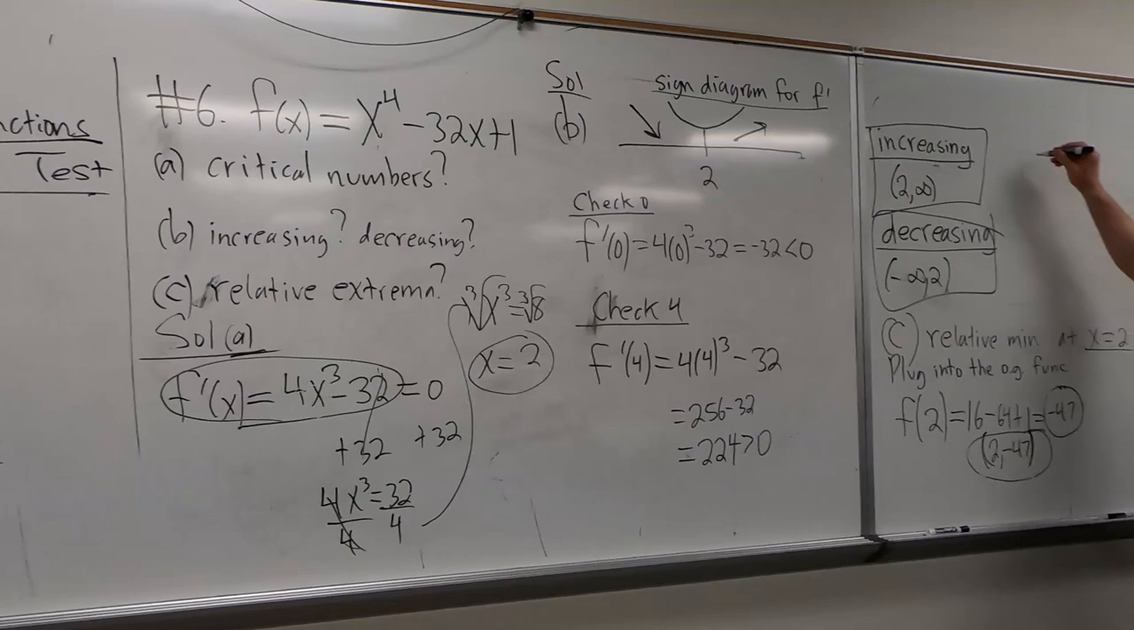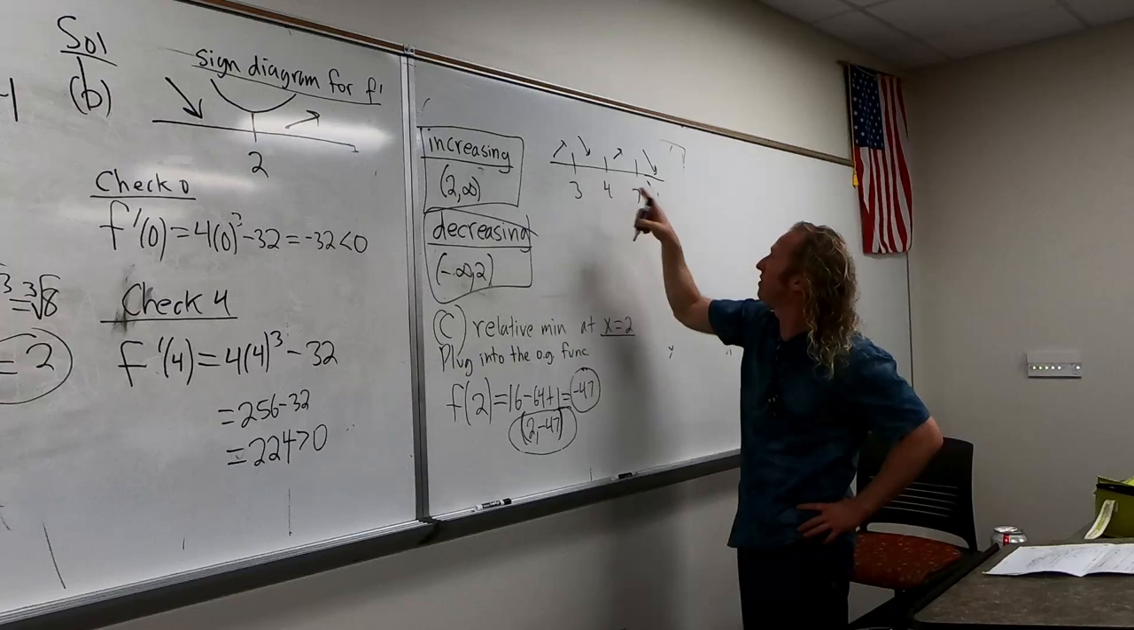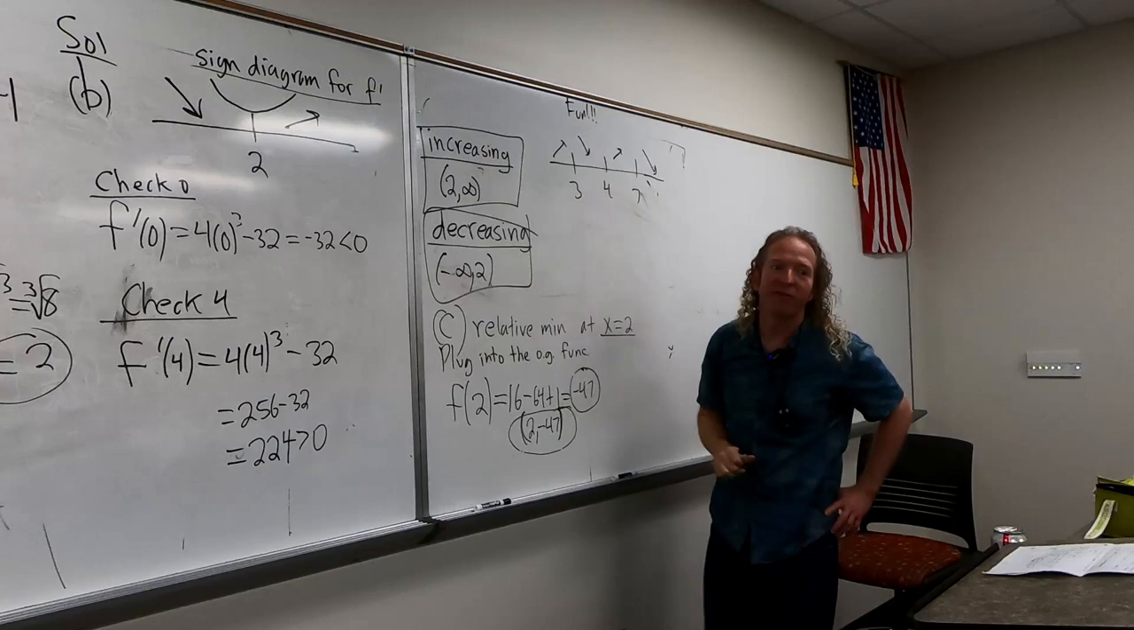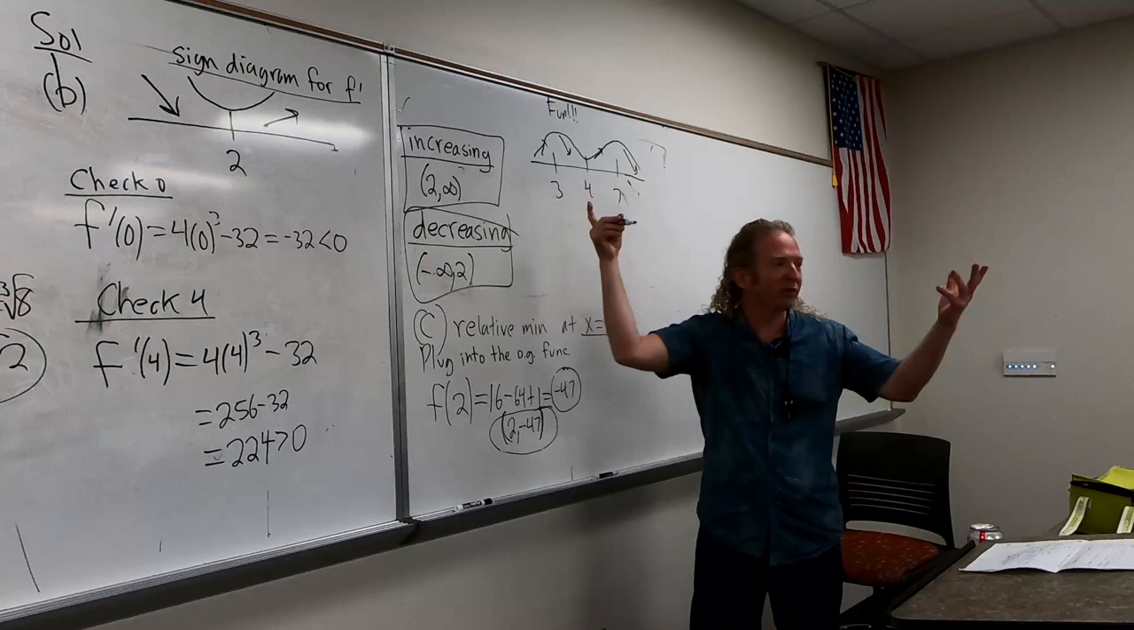So if you had, say, 3, 4, 7, and these are all critical numbers, and you have this, this, this, this. Say you have this, just for fun. So in this case here, what would you have here, a min or a max? Max. And then what would you have at 4? And what would you have at 7? A max. Do you know the first derivative test? That's all it is. It's really easy with the picture. But they have to be critical numbers.